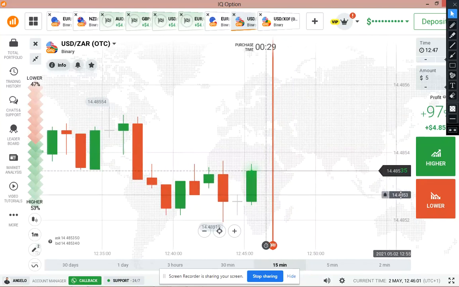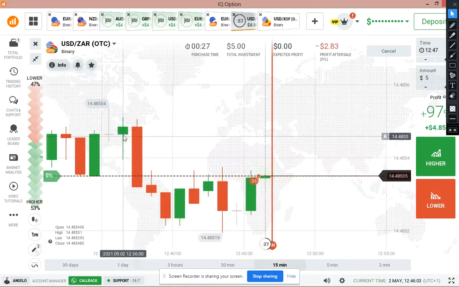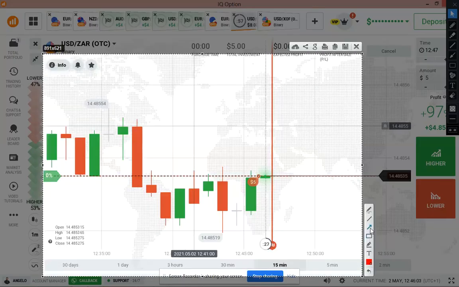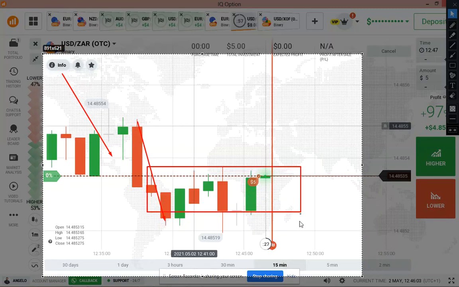Here the market is moving sideways. I place put option because we can see the trend is down. We can also see strong sellers movement. After that, the market starts moving sideways.